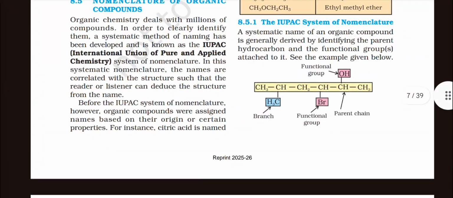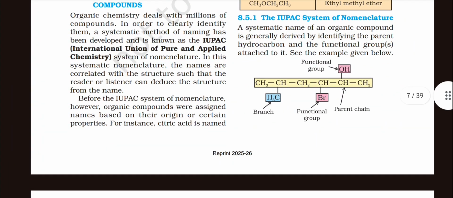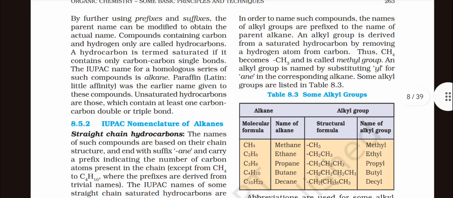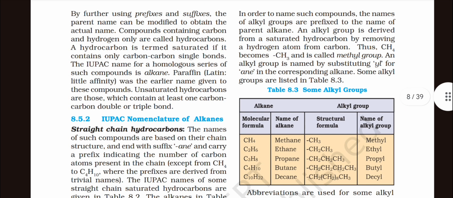The IUPAC system of nomenclature. The systematic name of an organic compound is generally derived by identifying the parent hydrocarbon and the functional group attached to it. See the example given below. By further using prefixes and suffixes, the parent name can be modified to obtain the actual name.